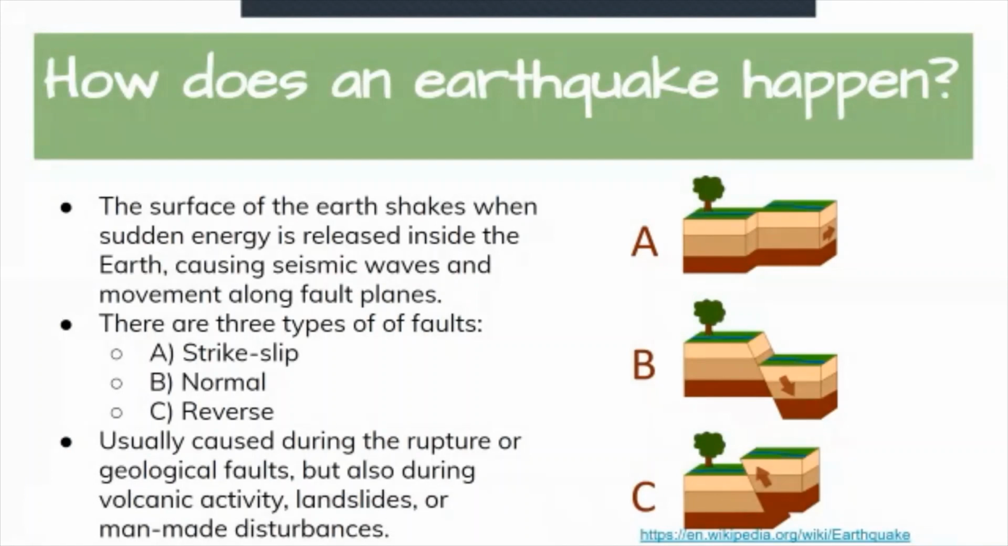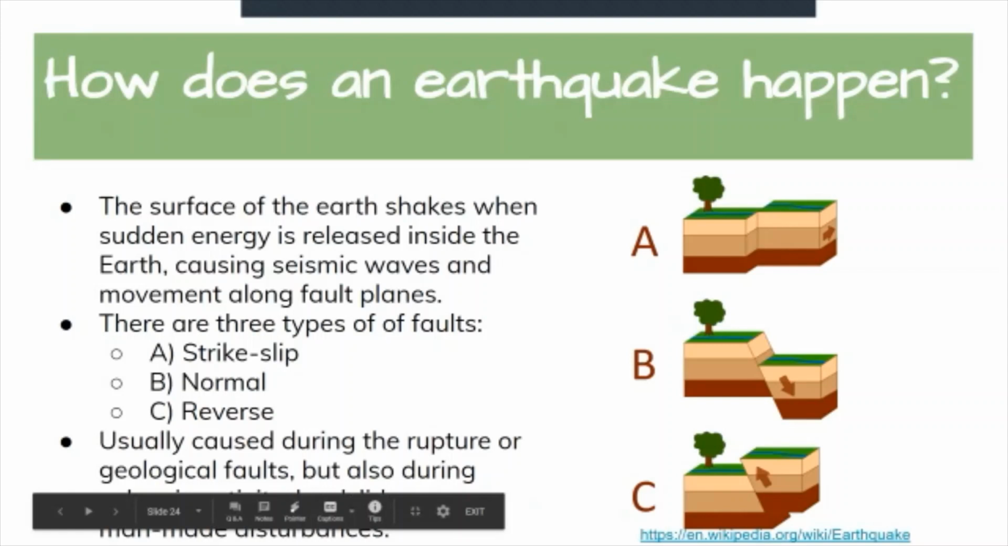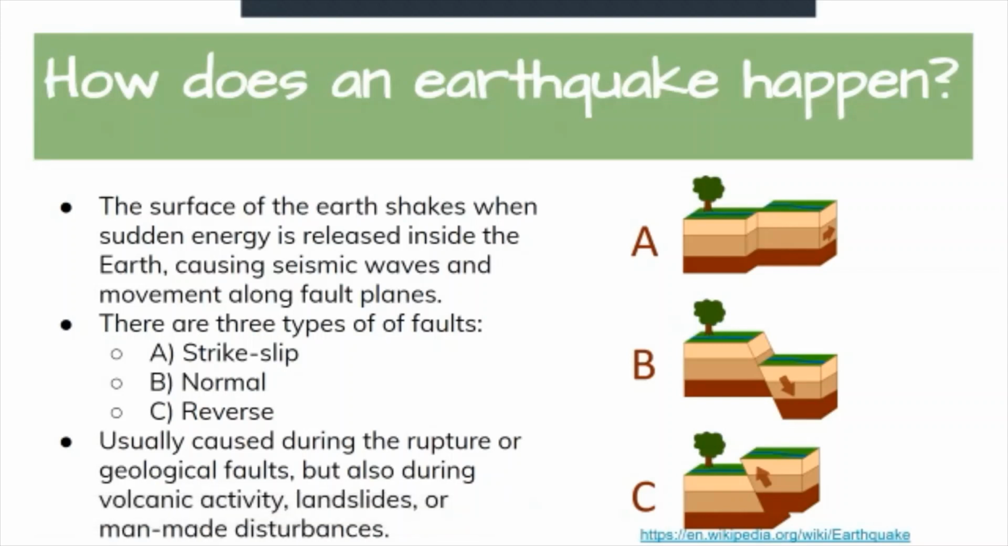So in geology, a lot of the formation of rocks happens during earthquakes or when tectonic plates compress or move against each other. So how does an earthquake happen? The surface of the earth shakes when sudden energy is released inside the earth, and this causes seismic waves and movement along fault planes. So there's three different types of fault planes, and you can see this in the picture over the right-hand side. There's a strike slip, which is A, it's when they're moving against each other. There's the normal fault, which is when one is going down against the grain. And then there's also a reverse fault, which is when you can see the one moving up against the other one.